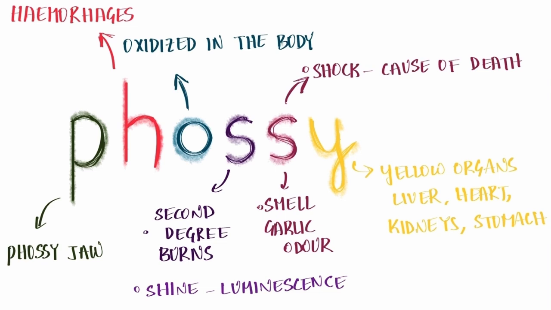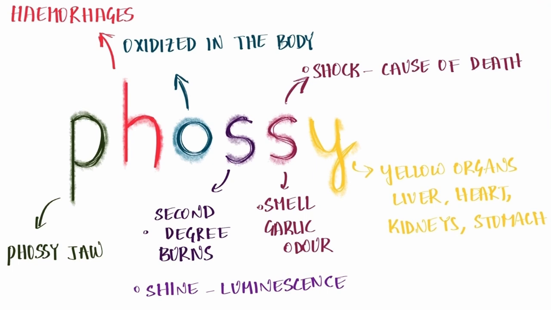Coming to S, you have to remember two things. One is second degree burns. If the phosphorus comes in contact with the skin, you can see second degree burns. And the other thing is shine. This phosphorus has luminescent properties, so even the vomitings and the feces will be luminescent, right?